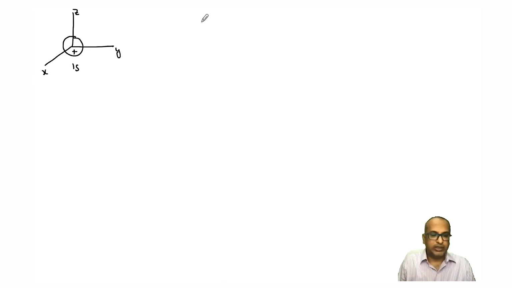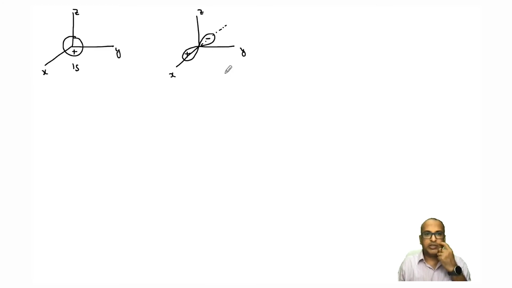Then we have, let's say, px, py, pz orbitals. So this is my x, y, and z, and then I'll call it plus and minus, right? This is px. So I'll write it as px. Similarly, I can have the balloon diagram for py. So then you'll have x, y, z.